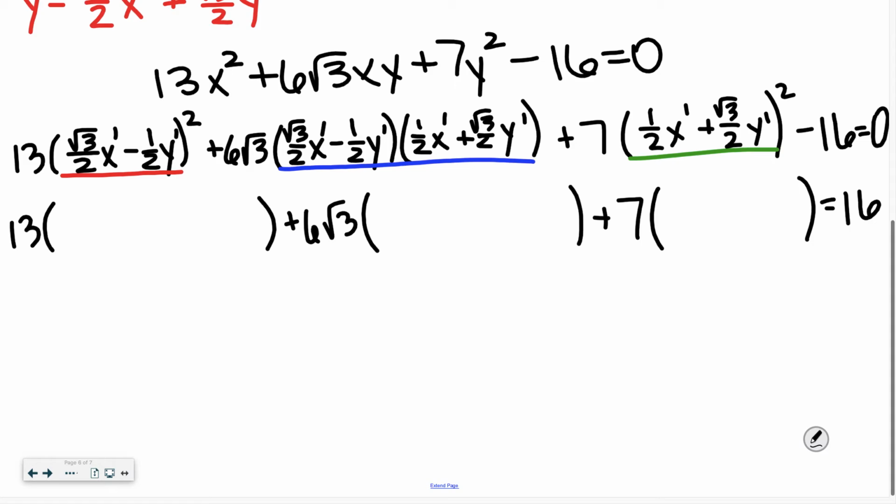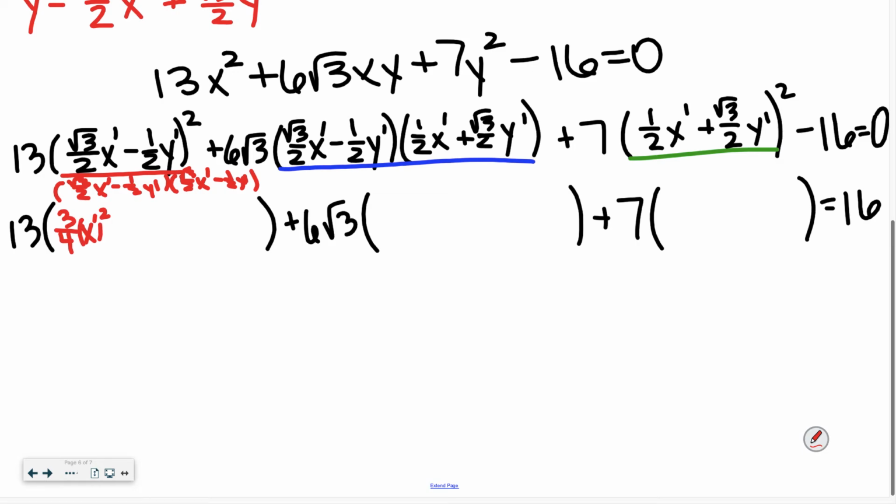Okay, look up here, ladies and gentlemen. We're going to do the red together. If you've done it, that's fine. So the red. This is technically what we have. Okay. So our first product, radical 3 halves x prime times radical 3 halves x prime, is 3/4 x prime squared.